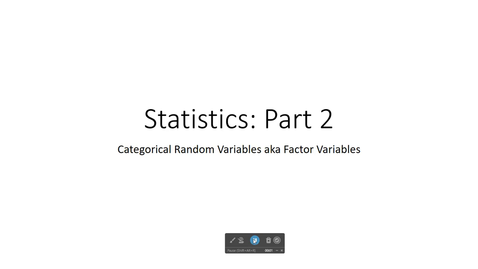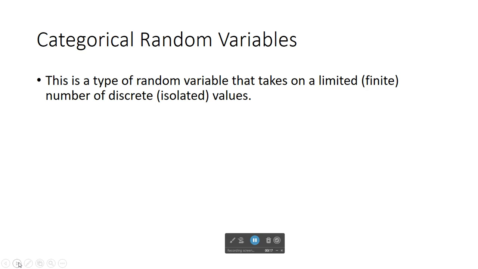Okay, in this lecture, we're talking about statistics again. This time, we're talking about something called a categorical random variable, and these are also known as factor variables. The idea with a categorical random variable is that this is a type of random variable that takes on a limited number, a finite number of discrete, and that is to say isolated values.